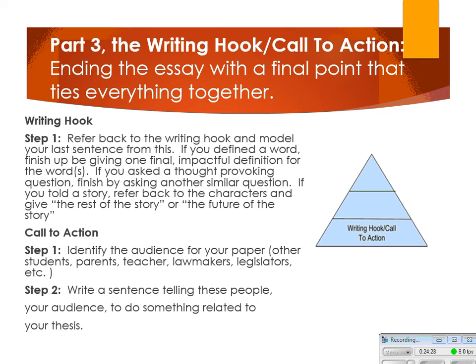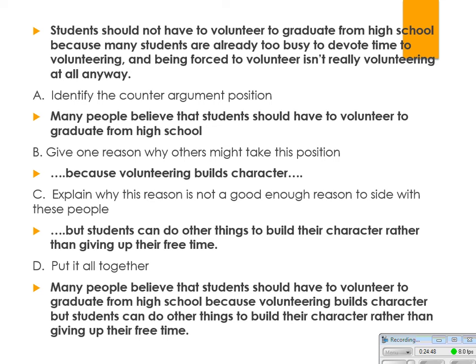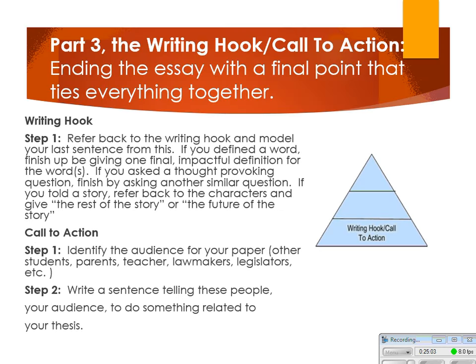Now, another way to finish up your conclusion is to perform or include a call to action. What you're doing here is you're basically talking to your audience members. So, if you wrote a paper about why students shouldn't have to volunteer, you ask yourself, okay, who would have been my audience? Who would I have been writing this paper to? I probably would have been writing this paper to teachers or administrators or parents or even to students, trying to get them excited. So I would identify who the audience for my paper is, whether it's students, parents, teachers, lawmakers, legislators, and I'd write a sentence telling these people what to do.